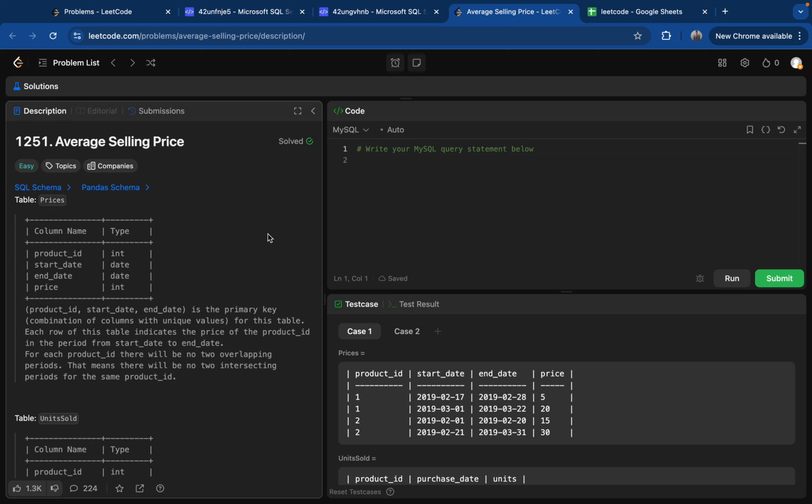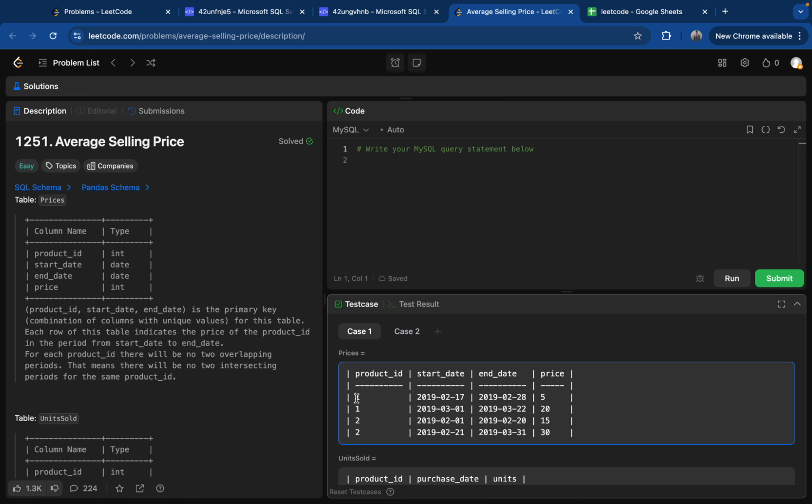Hi everyone, in this one we will be solving 1251, Average Selling Price. This is of type easy. We have been given one table, prices. This table has 4 columns: product ID, start date, end date, and price. Product ID, start date, and end date form the primary key, a combination of columns with unique values.